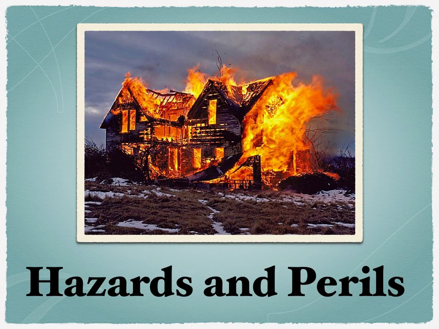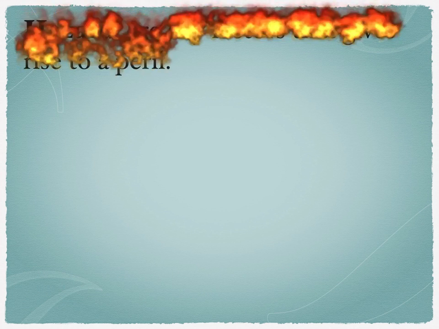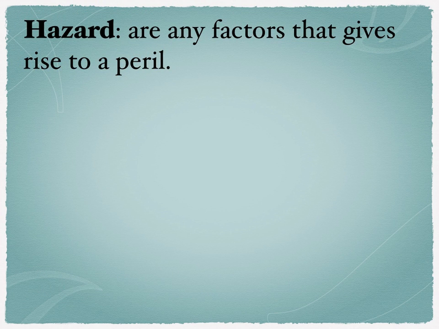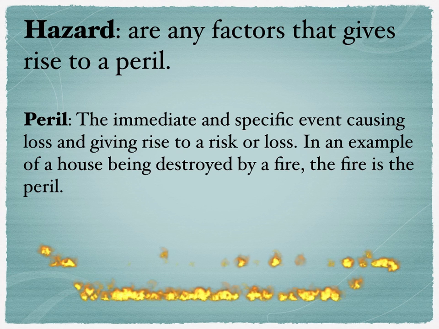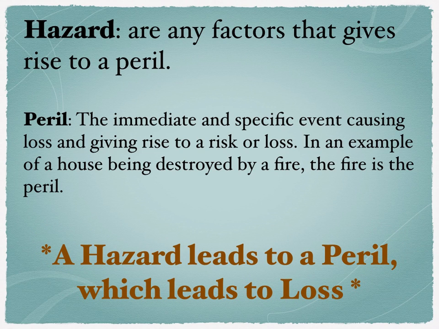Hazards and perils. Hazards are any factors that give rise to a peril. Peril is the immediate and specific event causing loss and giving rise to a risk or loss. In an example of a house being destroyed by fire, fire is the peril. A hazard leads to a peril, which leads to a loss.